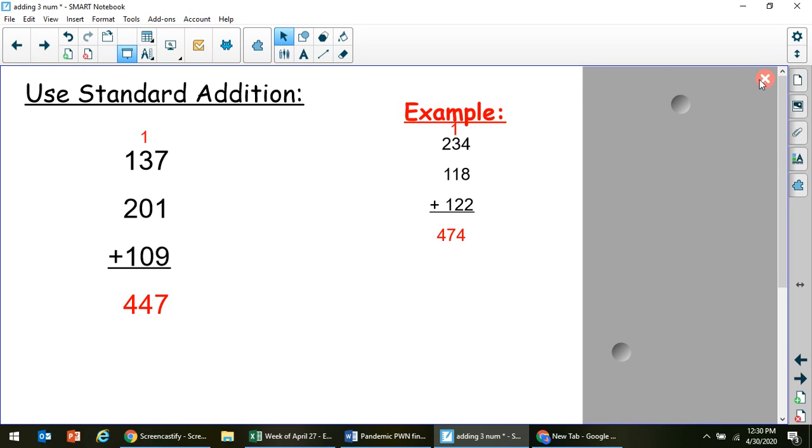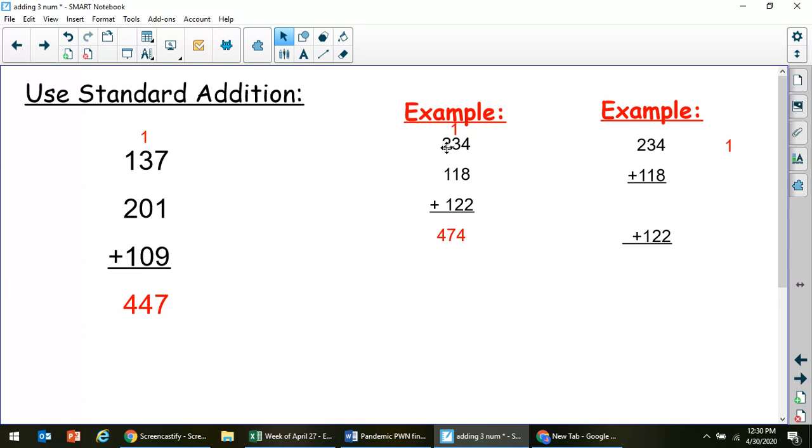Another way that I've taught my class, and I'm sure other teachers have as well, is breaking it apart. So just focus on adding 2 numbers first. So I'm going to work on adding these 2 numbers first. 234 plus 118. I'm going to work on that. And then I'm going to work on adding in that third number. Okay, so that third number is right there. So let's see what I got.